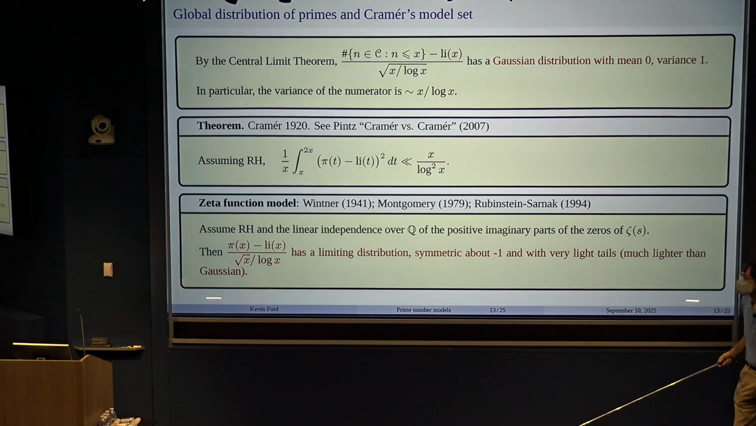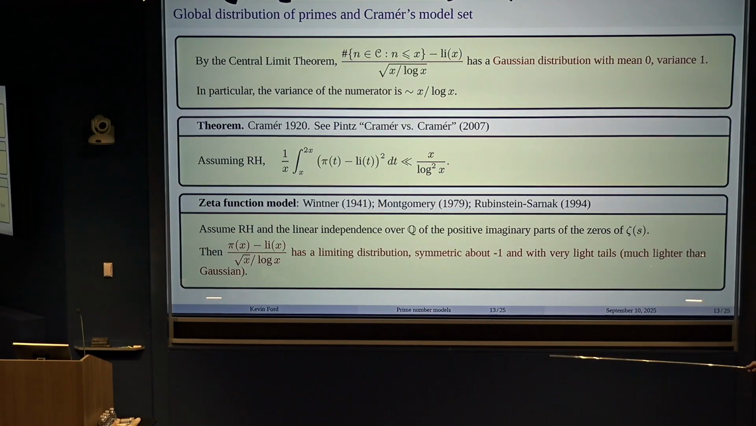Well, the discrepancy essentially is because the Cramer model does not know anything about the Riemann zeta function. And in particular, it doesn't know that there's a complex function out there whose zeros are governing what's going on with the primes.